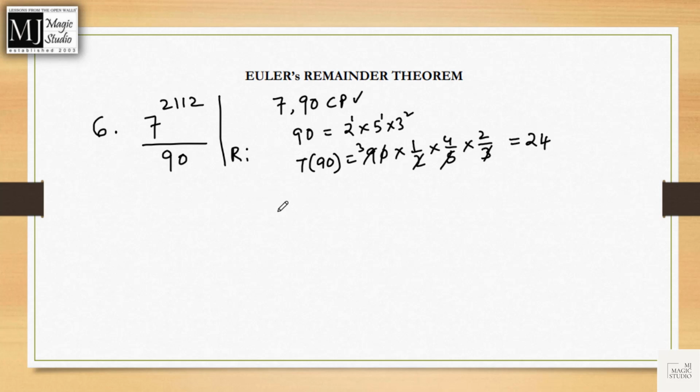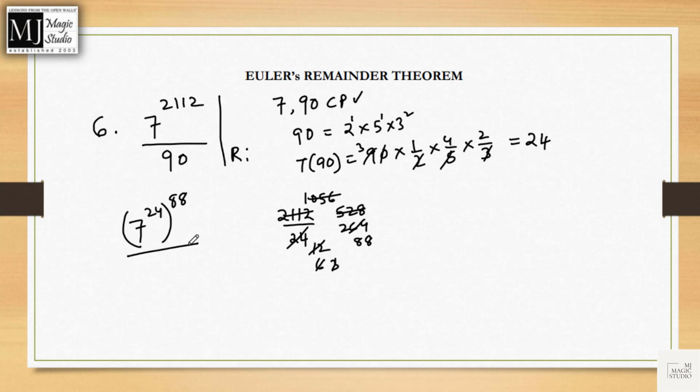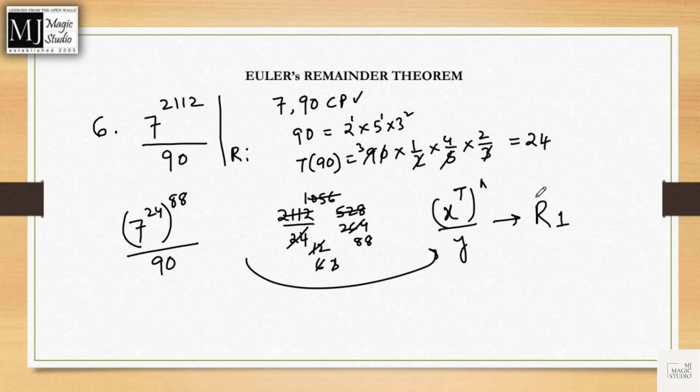But here the power is 2112. Let me divide 2112 by 24. 2 times 12, 1056. Then this will be 528. I'm enjoying the process. 264, yes, 88. It will go 88 times. So this can be written as (7 to the power 24) whole to the power 88 is divided by 90, and this is in the form of (x to the power t) to the power n divided by y. Then according to Euler's remainder theorem, remainder is straight away 1. Remainder is 1.